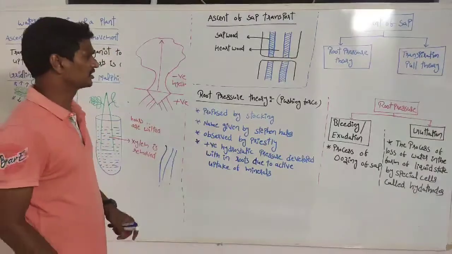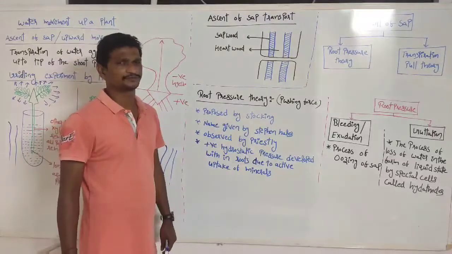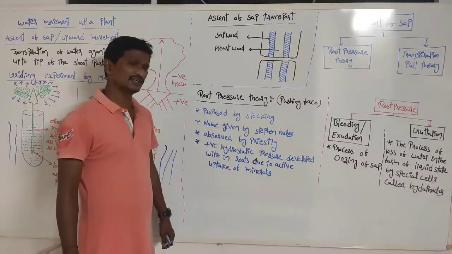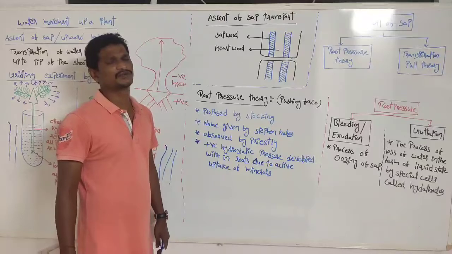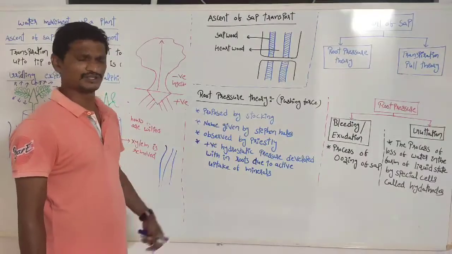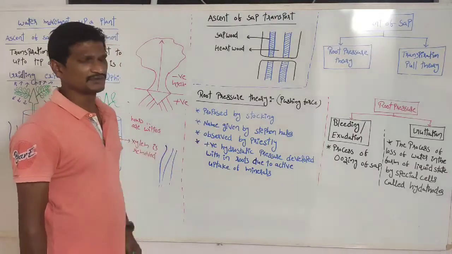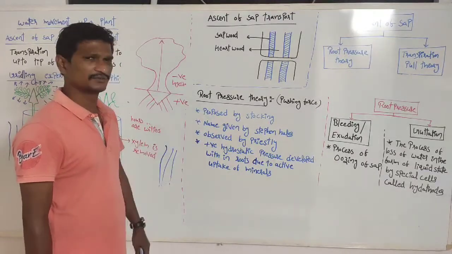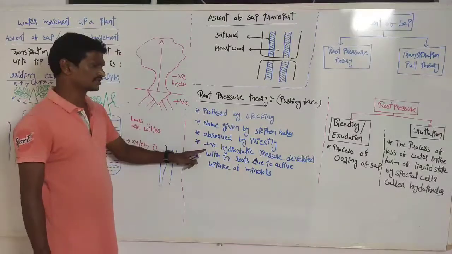So first we discuss root pressure. Root pressure was proposed by Stocking, the name was given by Stephen Hales, and it was observed by Priestley. See, three different scientist names. And this is a positive hydrostatic pressure.